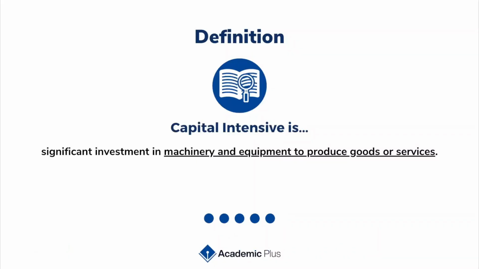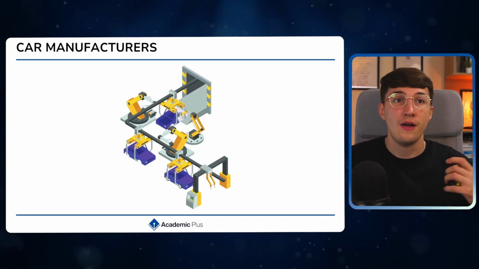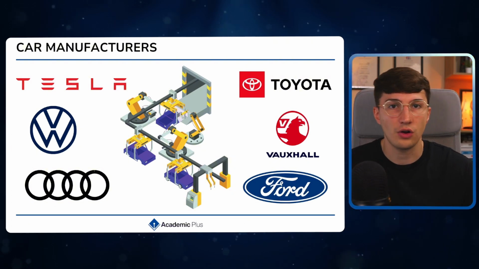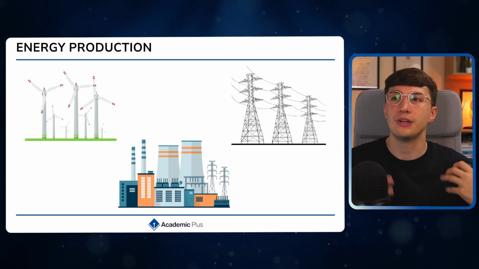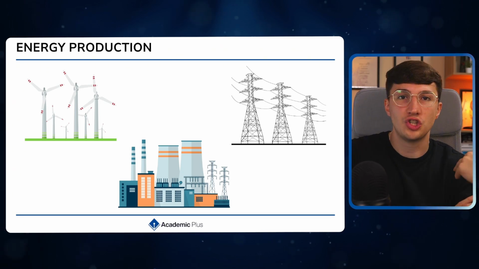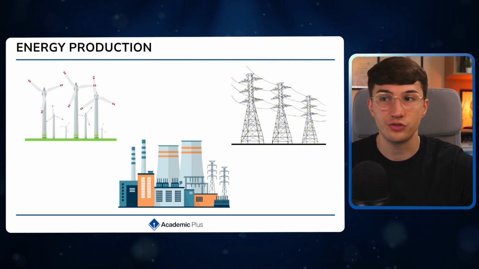Well, essentially, capital intensive is when the business makes significant investments into machinery and equipment to produce their products and their services. So some examples where you would have seen capital intensive companies. Well, firstly, think of your car manufacturers. You've got companies such as Toyota, Vauxhall, Ford, Audi, VW, Tesla, and of course as well within energy production. So these are the type of businesses that will be using more machinery, more equipment to produce their products or service and deliver them also.